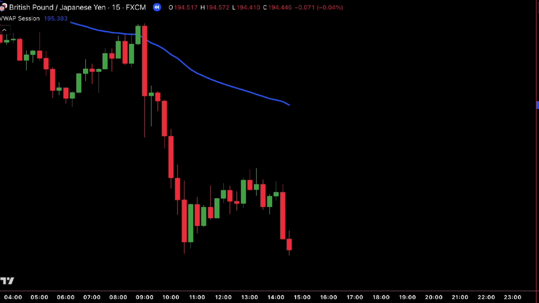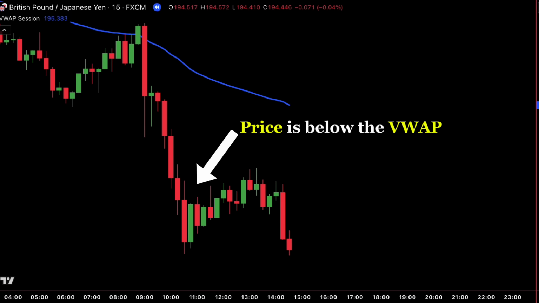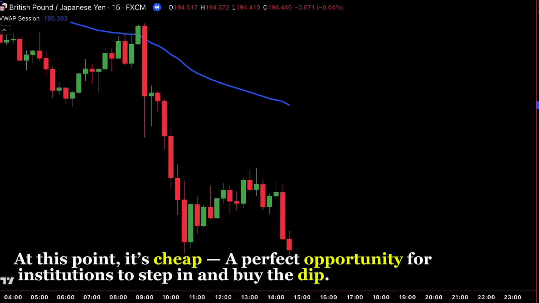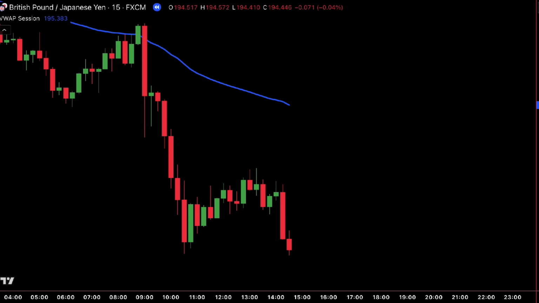This is the British pound, Japanese yen, on the 15-minute time frame. Now watch closely. As you can see, the market was trading below the VWAP, which means price was in a discounted zone. At this point, it's cheap, a perfect opportunity for institutions to step in and buy the dip. Now watch what happens.